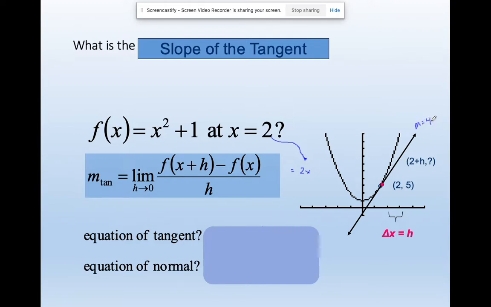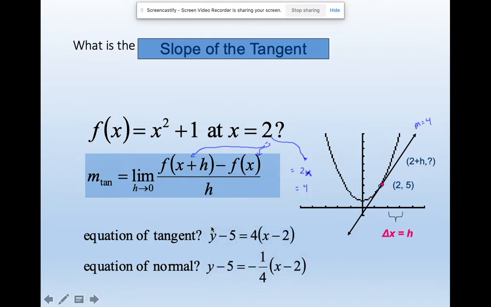right? And then we also practiced, hey, I could have plugged in the 2 at the beginning. If I plugged the 2 in here and here, my algebra would have been a little easier and I wouldn't have gotten 2x, the slope generator. Instead, I would have gotten the 4 right away. But the slope of this tangent line is 4. And then we wrote the equation of the tangent and the equation of the normal.